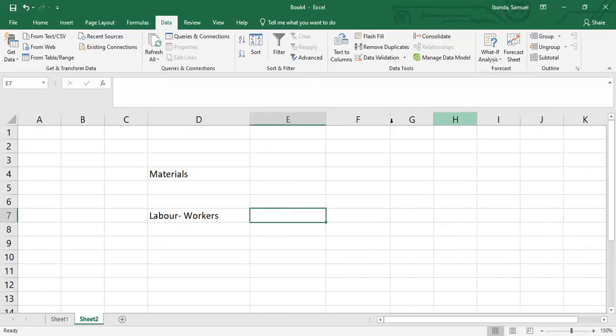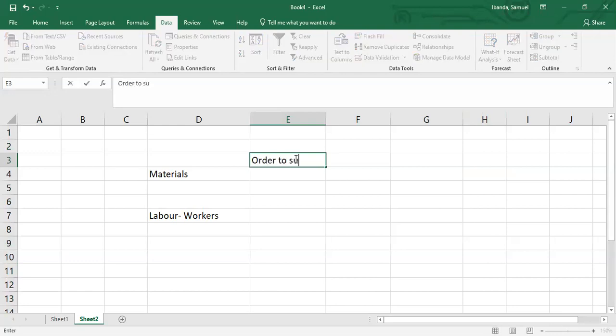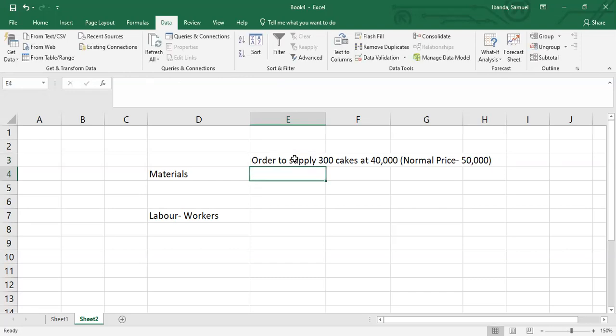Now, remember, ours is to look at the decision of an order to supply 300 cakes at 40,000, and we are saying that the normal price is 50,000. So what cost will you consider for labor?